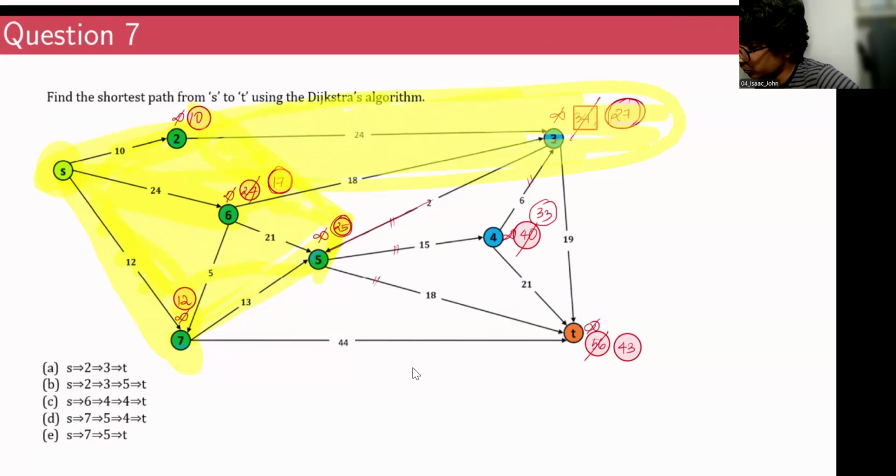So node 3 is also excluded. Now we have node 4 remaining. So node 4, if I expand node 4 along node T in this direction, that will be 33 plus 21, that is 54. That is obviously higher than 43. So I'll just preserve 43 as such. And any other direction, if I try to explore, it is going to be more than the default value. So I think there is nothing much to be explored in node 4 as well.